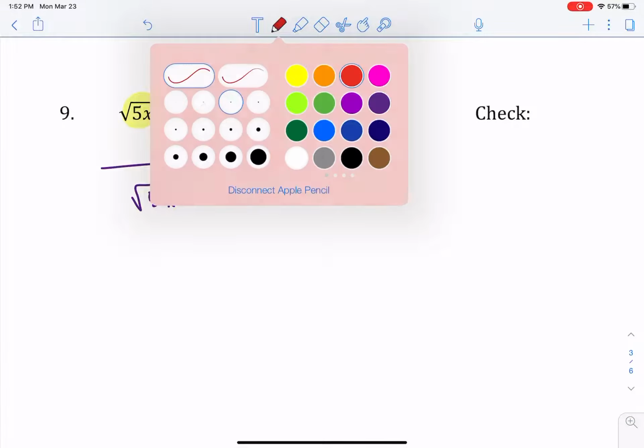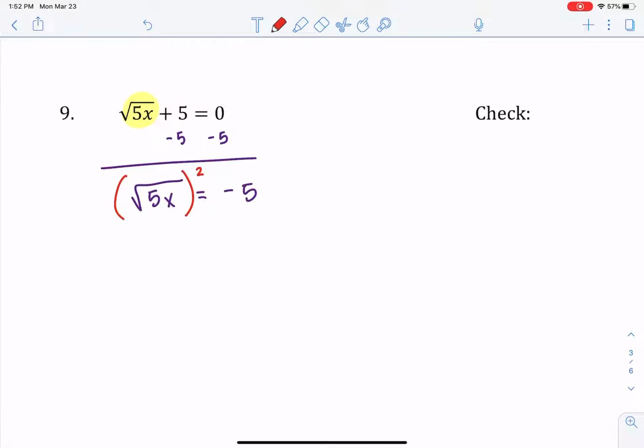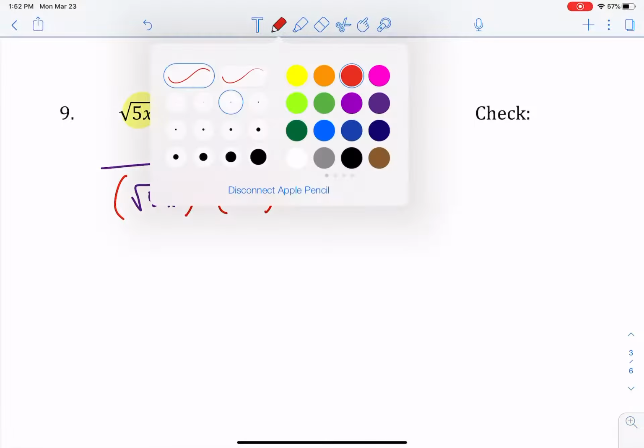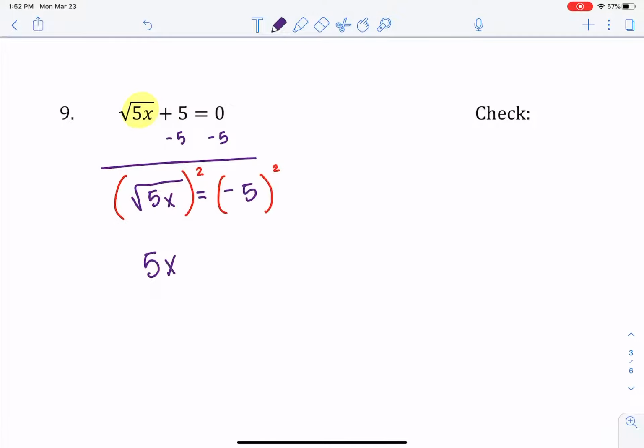Now our next step is to square both sides. So we have 5x is equal to negative 5 squared, which would be 25. We'll divide by 5 on each side to get x by itself, so x is equal to 5.